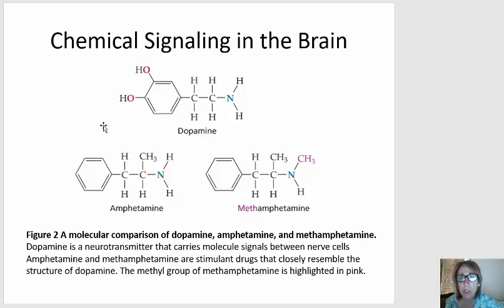It doesn't have the hydroxyl groups on the benzene ring, and the carbon that's directly bonded to the nitrogen in the amine group has a methyl group on it. Methamphetamine is differentiated from amphetamine in that it is a secondary amine and contains a methyl group instead of that hydrogen on that primary amine. But otherwise, it's similar to amphetamine.